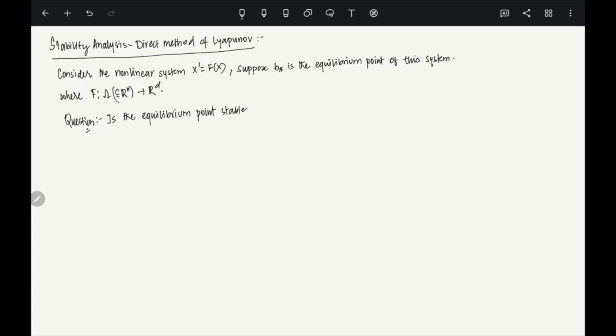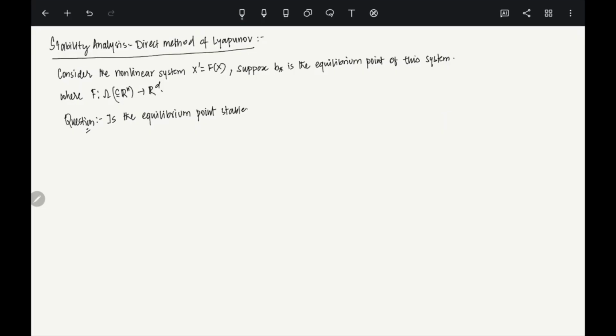When I say equilibrium point, you do realize that if I assume x(t) to be b star for all t, the constant vector, then what is x prime of t? This is 0, because it is constant, and that is nothing but f at the point b star. So b star actually turns out to be a solution of this problem. Essentially the question is whether it is a stable equilibrium or not.